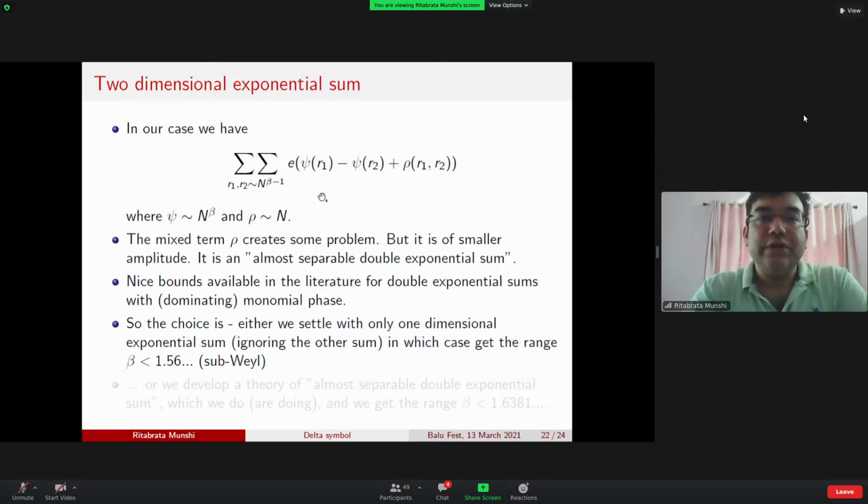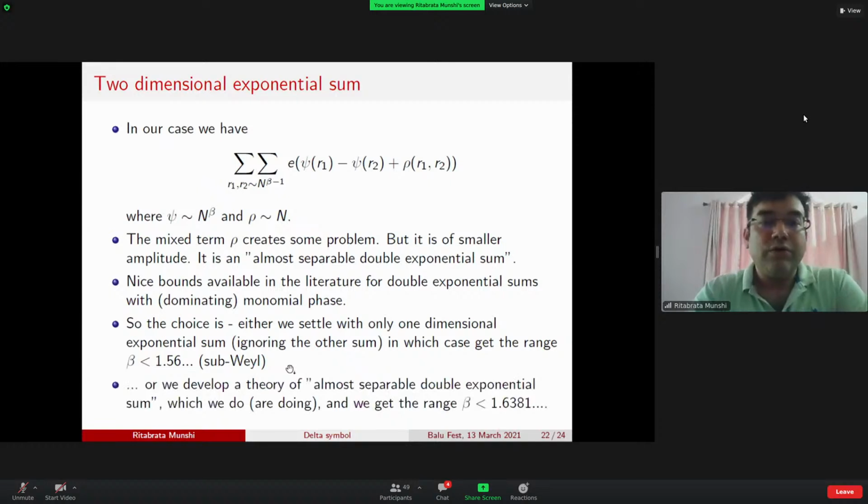So the choice is we either ignore one of the sums. Suppose you ignore R2 and we just look at the R1 sum, and then we just use an exponent pair for one sum R1. Then we get some non-trivial bound. And in our case, we'll get that beta can be taken to be less than 1.56, so it beats 1.5. So it's a sub-Weil bound. Or we can try to develop a theory of almost separable double exponential sums. And that's what we do. And we are still looking at the details and checking whether it's all correct. So there is something we're developing here for exponential sums of this type.